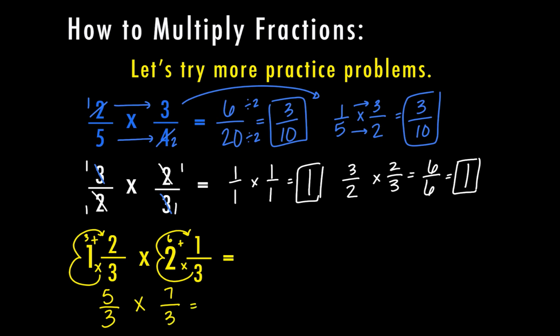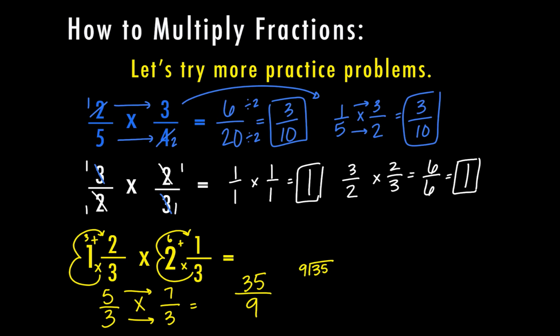Now I can't cross reduce anything here, so I'm going to go ahead and just multiply straight across the top, straight across the bottom. So 5 times 7 is 35. 3 times 3 is 9. Now, since I couldn't reduce in the problem, I'm not going to be able to reduce in the answer, but I can't have a final answer where my numerator is bigger than my denominator, so this is where we divide.